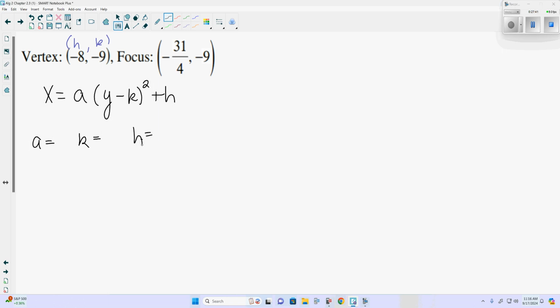Because here, our k value is what? And h is... Focus is h plus p, comma, k. And this does correspond with our vertex, the fact that k is still just -9. And it does mean for us here that h plus p is -31/4. Or -8 plus p is -31/4.